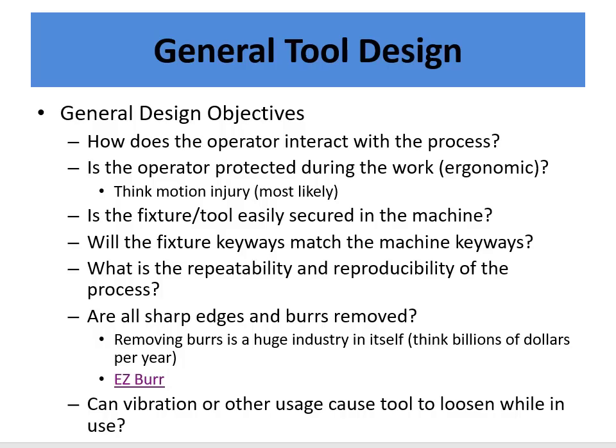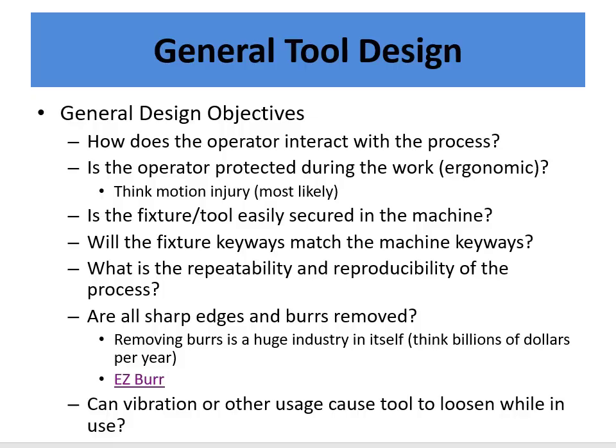So the fixture and the tool need to be secured in the machine, and they need to be done so easily, right? You could take a part and weld it to the table, and then you could machine it, but now how do you get it off of the table, right? That would be a ridiculous way to do it, to weld it down. But you need some way to fixture it. So is it easy, and is it actually secured?